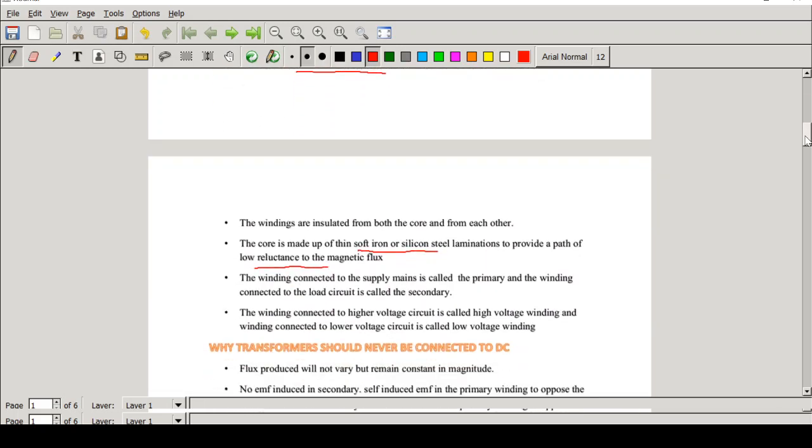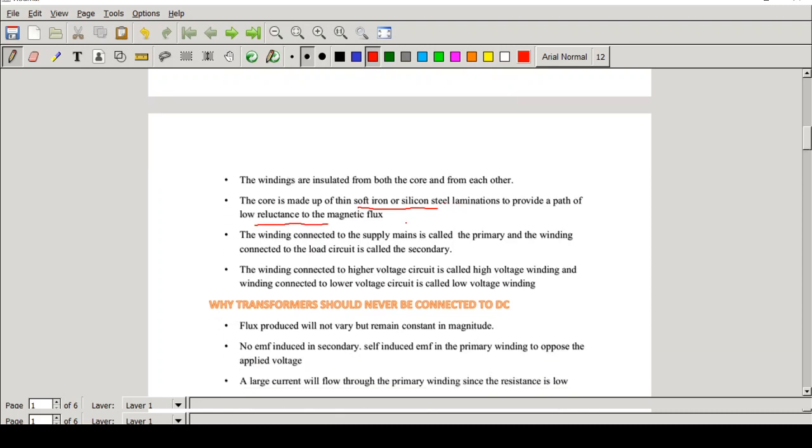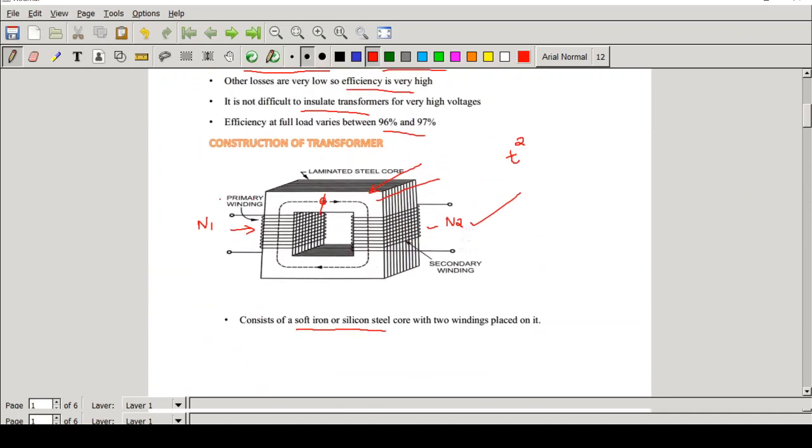Now the winding which is connected to the supply mains is called the primary, and the winding to which the load circuit is connected is called the secondary. So in this winding we give the supply voltage, which will be an AC. I can write it as V1. And this is the output where you will connect the load. Like that, you can say that this is the primary and this is the secondary winding.